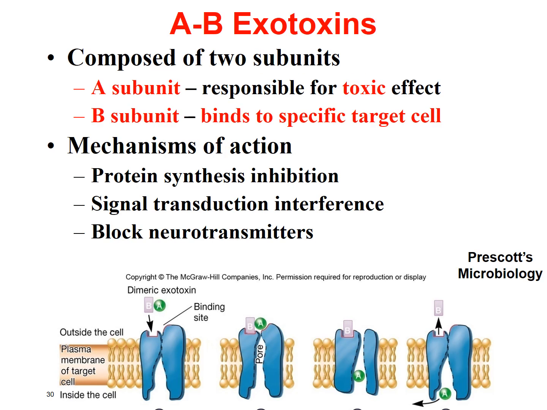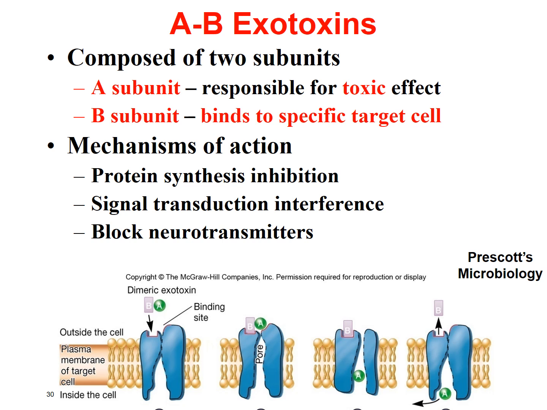The AB exotoxins, they are made out of two subunits. We have the A subunit and the B subunit. So if you look on the picture on the bottom, the B subunit is what's going to bind to our cell and will maybe open up a channel protein or something. And that allows the A subunit to go inside the cell, and the A subunit is what's toxic and will either damage or kill our cells.